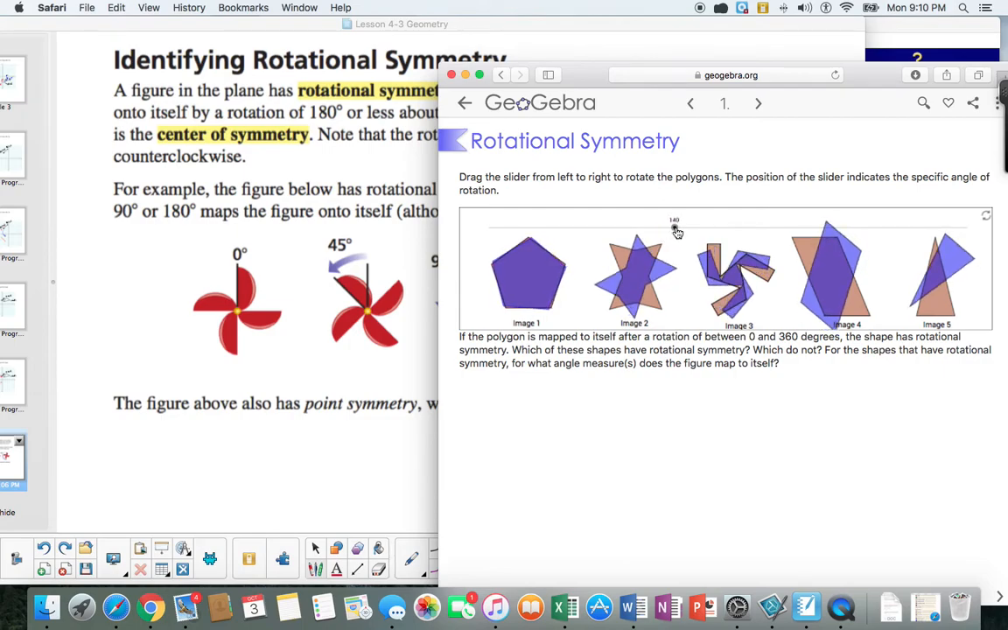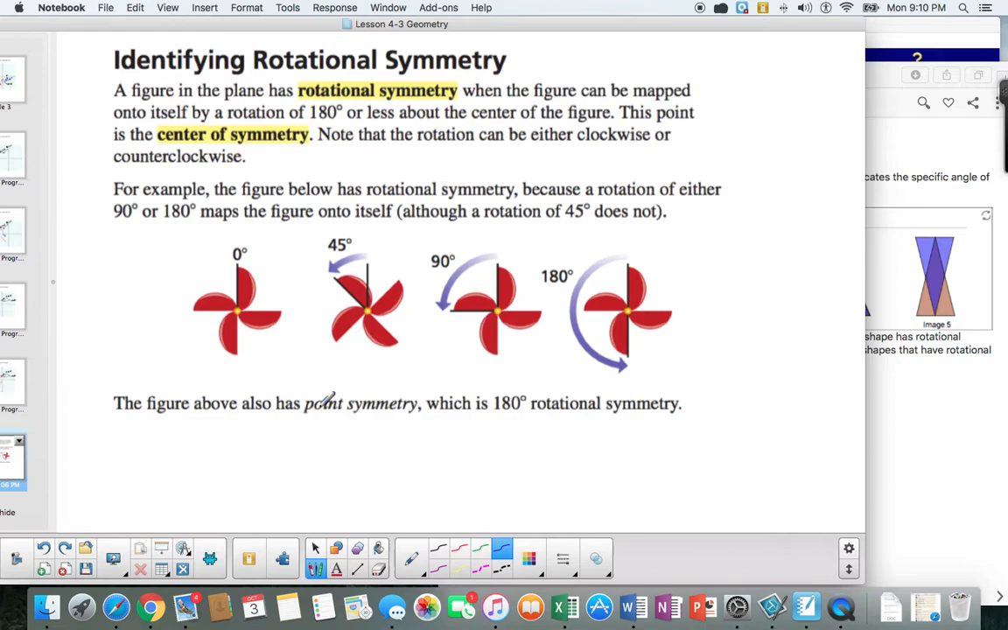And when I get to 144 degrees, it looks like the pentagon has matched onto itself. And then when I get to 180, it looks like this matches onto itself and the parallelogram matches onto itself. So that's what we call rotational symmetry. And if you can match something up in 180 degrees, we call it point symmetry.